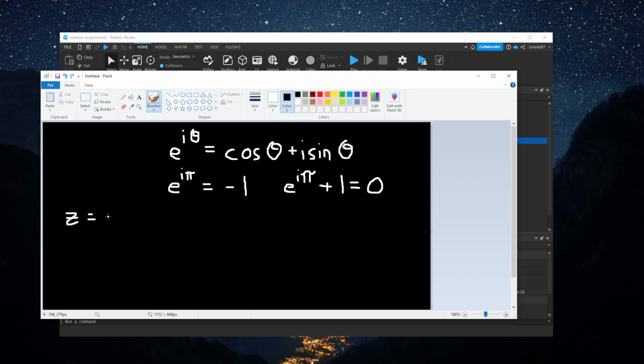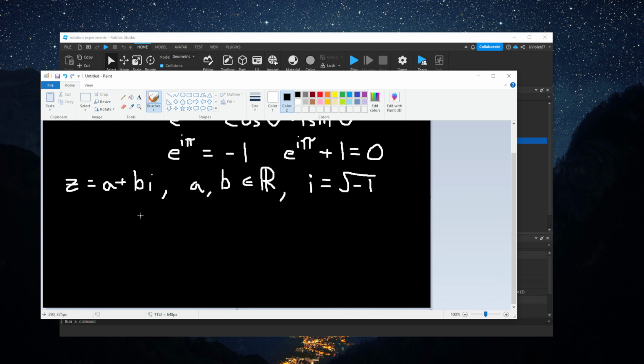So a complex number will be z equals a plus bi, where a and b, I should say, are elements of the real numbers. And you could do other things. I guess you could do a and b are rational numbers, maybe natural numbers. And I is the square root of -1, of course. And this in itself is an excellent formulation for packaging rotations and scalings. So each a plus bi can be viewed as a rotation and a scaling.